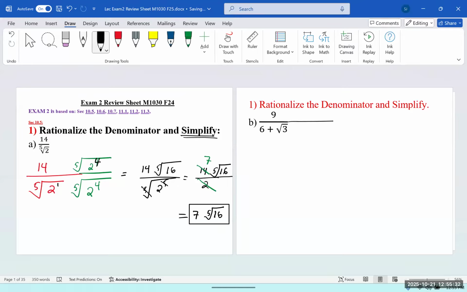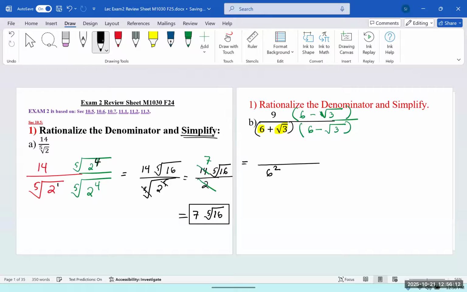Now for the right side, we have two terms. One is 6 and one is radical 3. When you have two terms, how do you rationalize? Conjugate. So what's the conjugate of the denominator? 6 minus square root of 3. So you multiply both numerator and denominator by 6 minus square root of 3. We love conjugates because then I don't have to FOIL. When you multiply conjugates, what do we get?